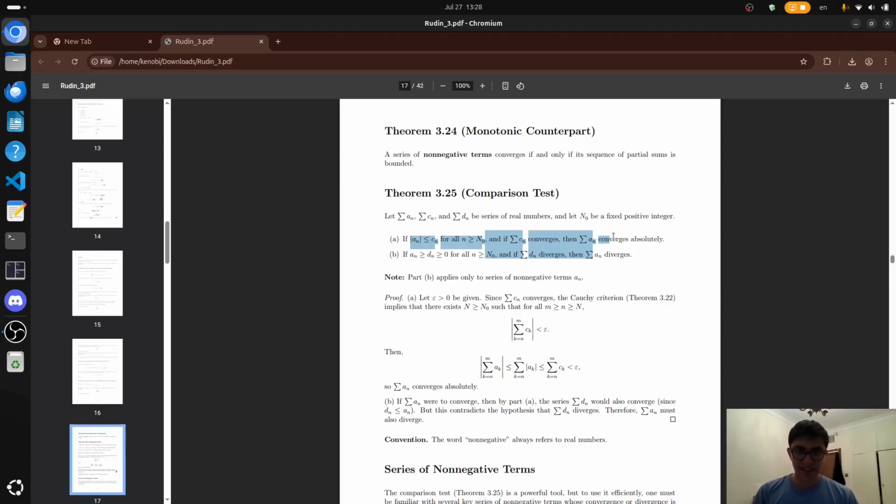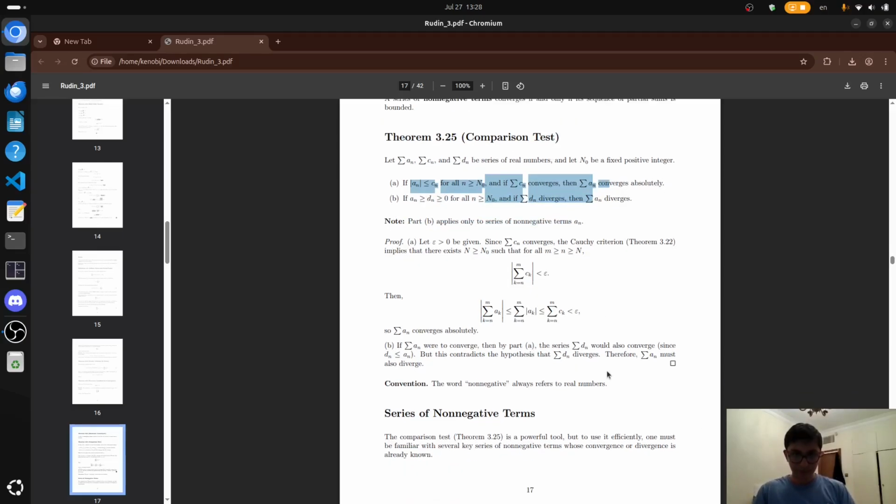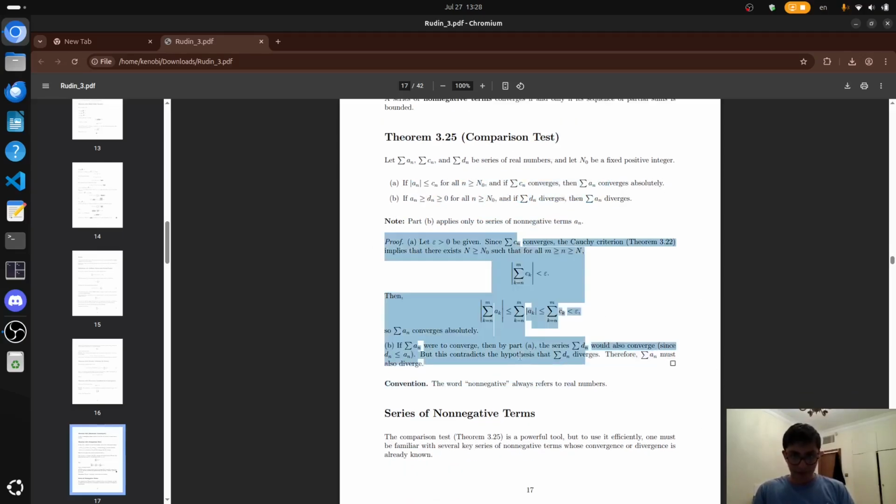And the trick here is that the sum from one point onwards is always going to be less than that. So you're going to get the sum of this is less than the sum of this, which is less than epsilon. So the sum of that is also less than epsilon. And you can do the opposite for divergence. It's written over here.